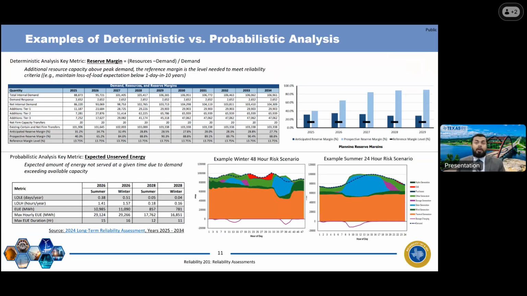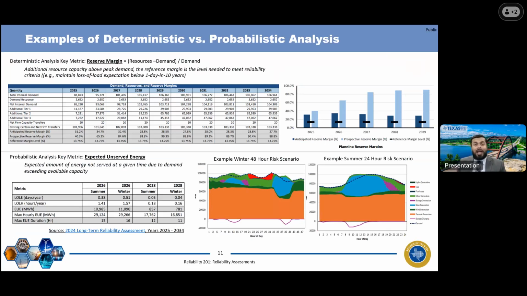Again, this is from the 2024 Long-Term Reliability Assessment Report. We compare the reserve margins against a threshold value, which is known as reference margin level. We introduced the reference margin level in the earlier slide already. This reference reserve or reference margin level is established by ERCOT because they operate our system in Texas, and they have this very specific resource adequacy study which helps them determine the reference margin level.